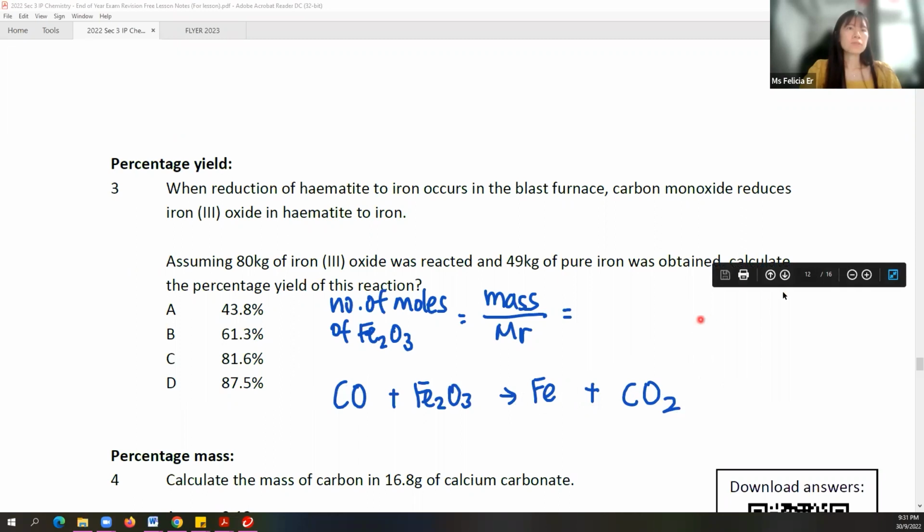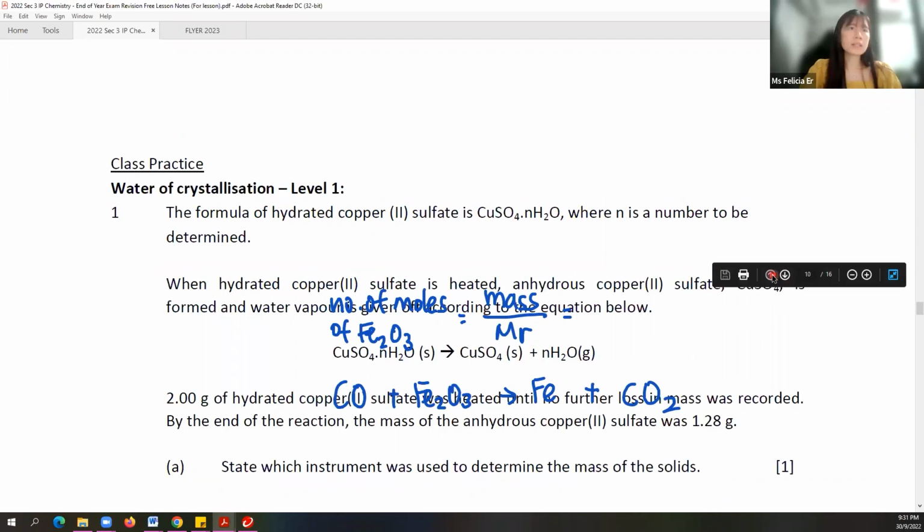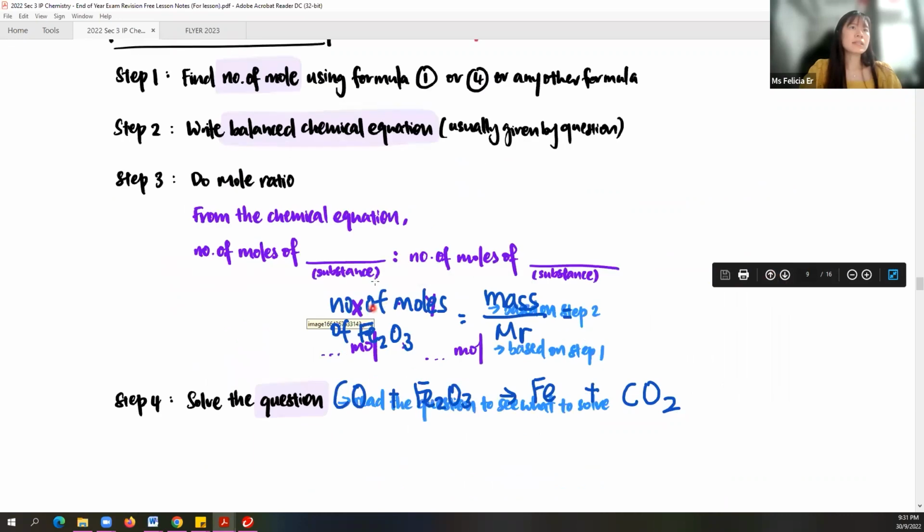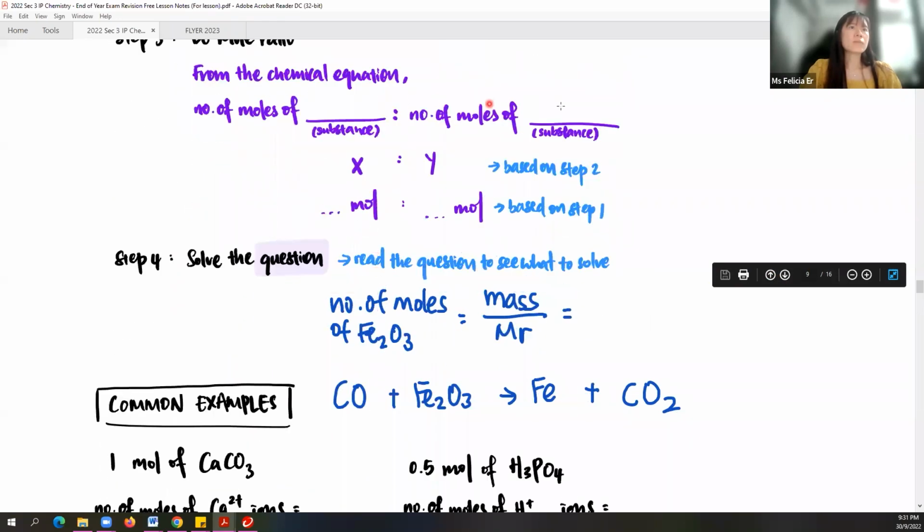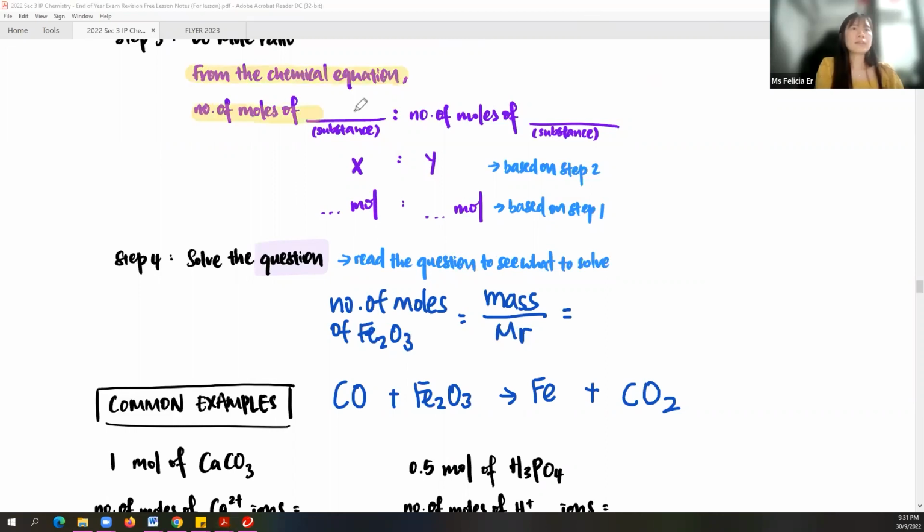After you balance the equation, same thing, we follow the template. What is step 3? Step 3 is this, from the chemical equation. I'm going to write it in over here so that I don't need to copy it again. You just copy down from the chemical equation, comma, then write down this. This time, it will be the number of moles of what you found in step 1. So step 1 is Fe2O3. Can you copy it down?